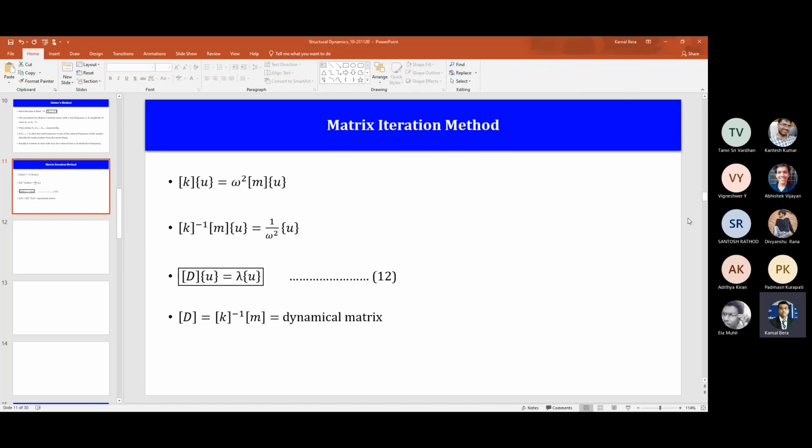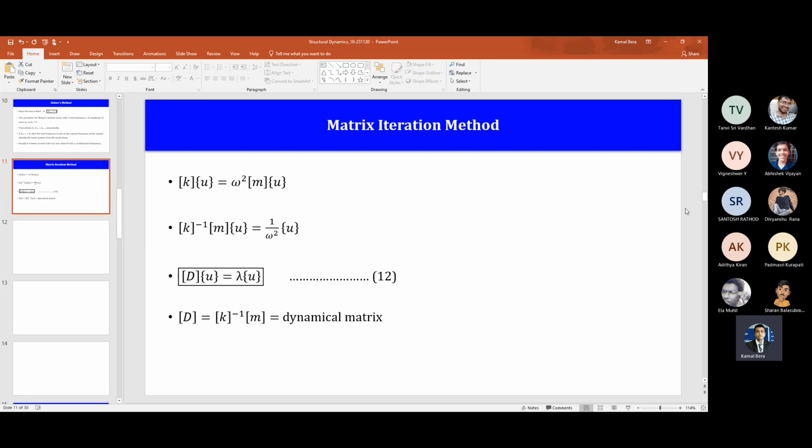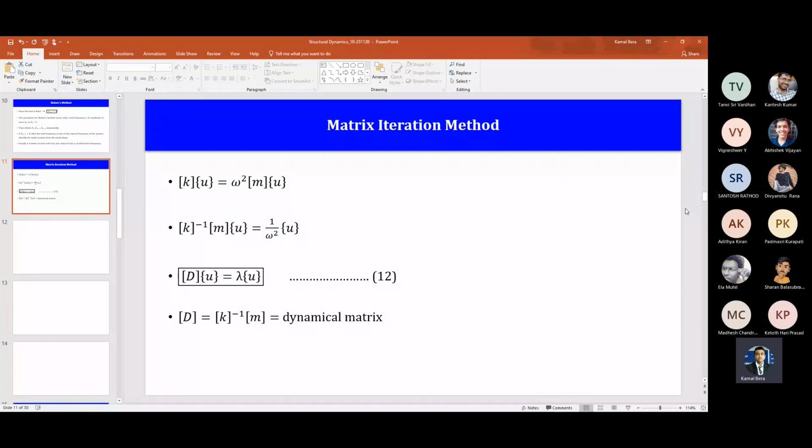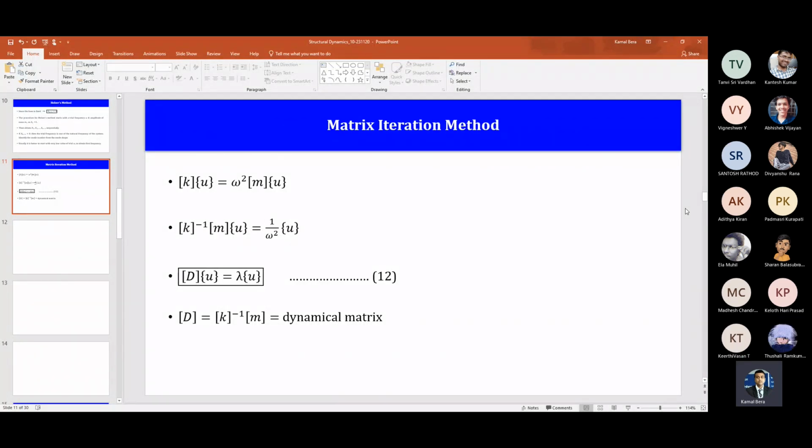Anyway, so today we are going to talk about the few methods still remaining, like the matrix iteration method, Jacobi's method, and finally the most important, Rayleigh's method. Rayleigh's method, you need to understand the concept also. But before that, as I already mentioned, in this chapter we are finding out the system natural frequency and mode shapes.